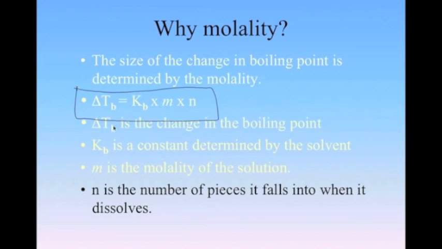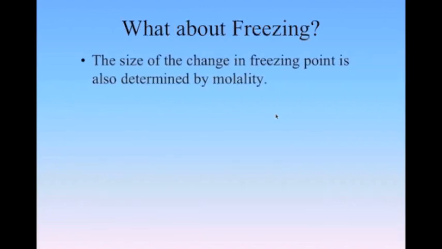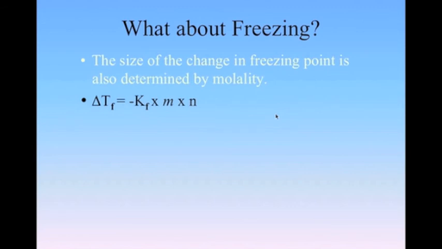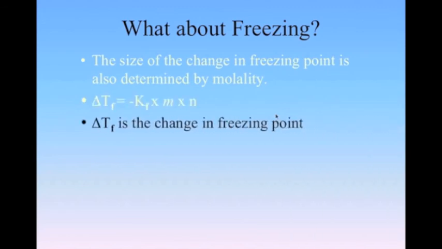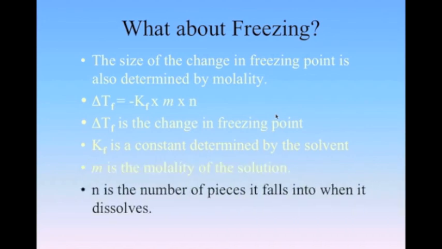We see that delta TB is the change in the boiling point, and KB is the constant determined by the solvent. M is our molality of the solution, and N is the number of pieces it falls into when it dissolves. So we can use molality to determine how much the boiling point is going to be affected. We do the same thing with freezing point, and we use molality for it. Again, it uses the same variables, but I just wanted you to know why we have molality.